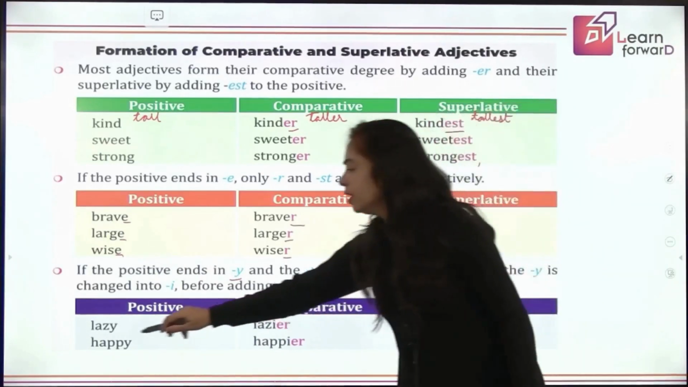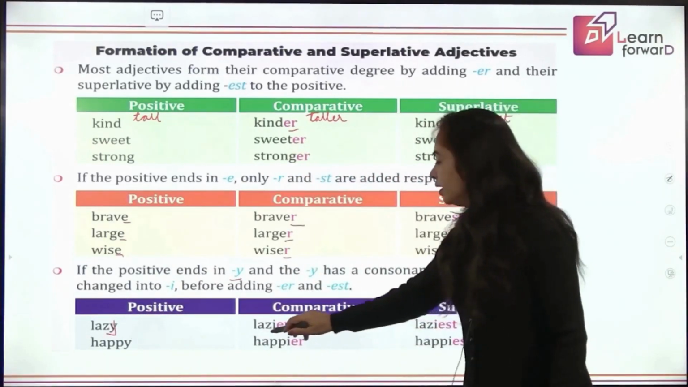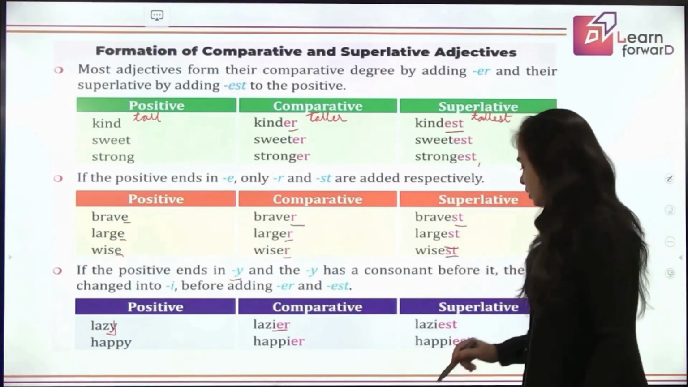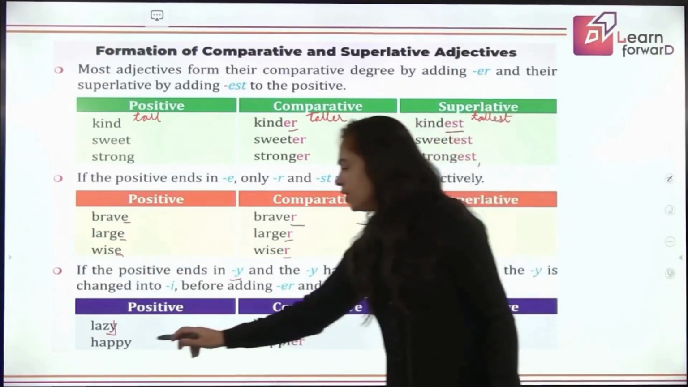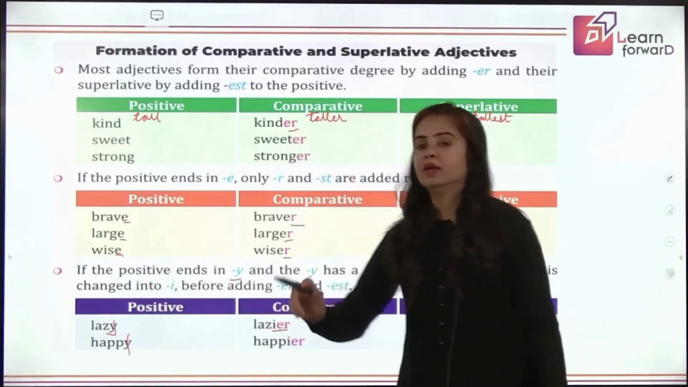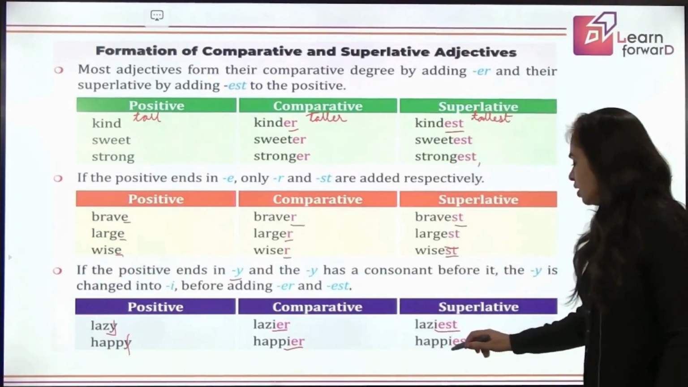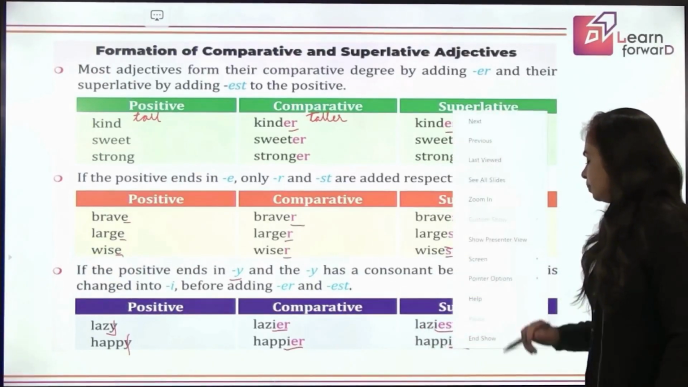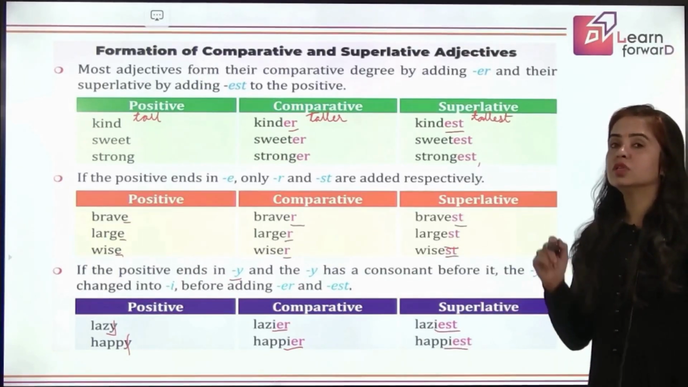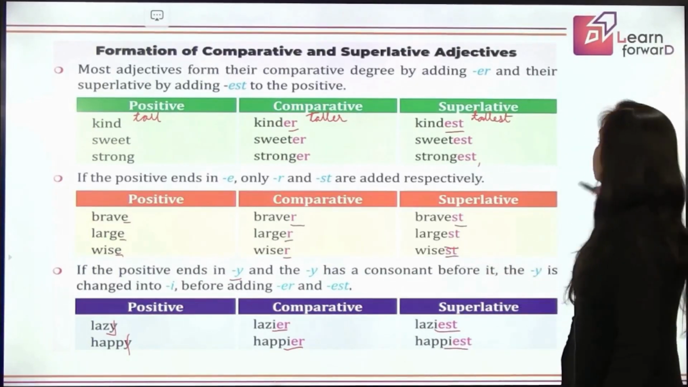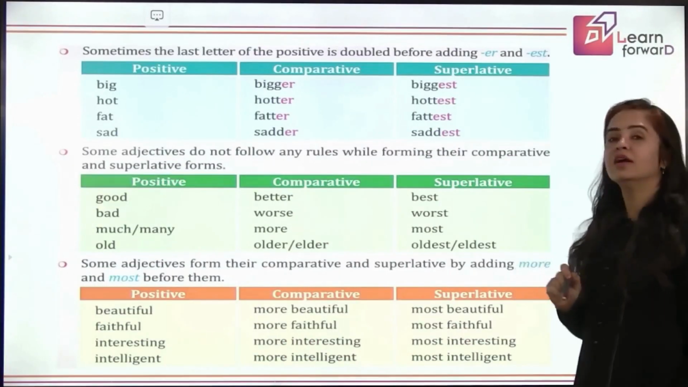So it will become lazy. I will drop y and then make it IER, then IEST. Similarly, happy. I will remove Y, then add IER. And for the superlative degree, it will be IEST. So this is the rule for the adjectives which have Y at the end.